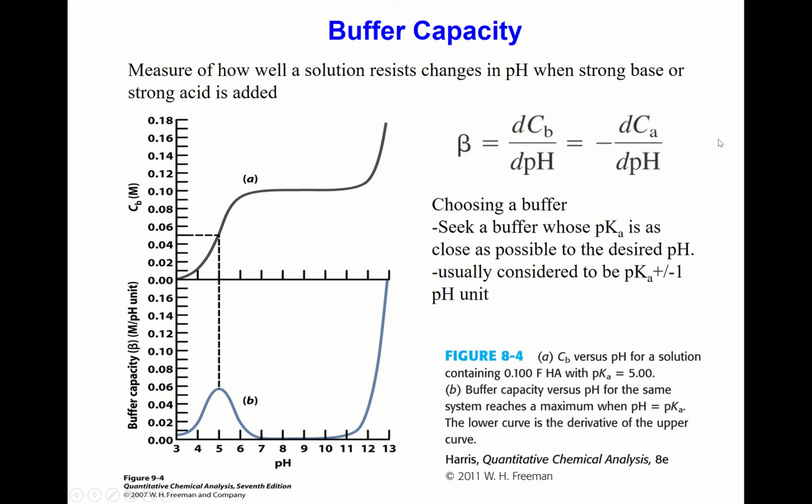Okay, now consider the buffer capacity. As I said, although they give the same pH, if you use more compound to prepare the same pH, then the gain is buffer capacity. Buffer capacity increases.